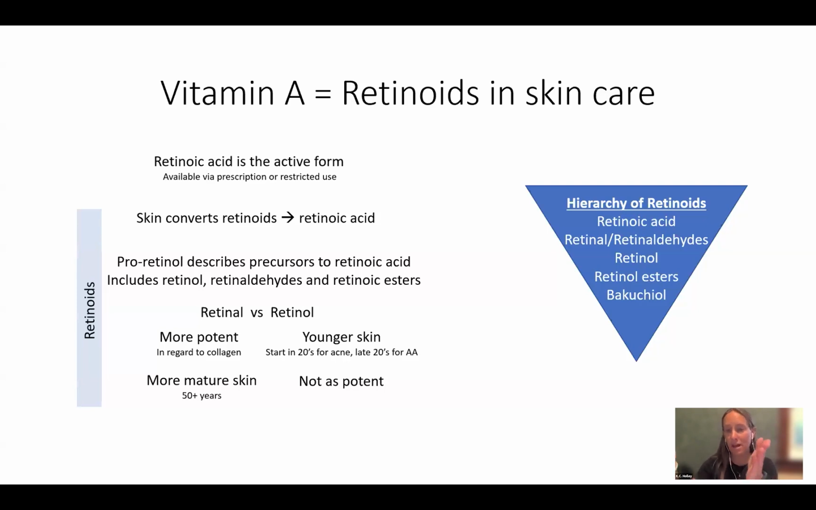If we look at this triangle on the right, it's inverted. Retinoic acid, again, is the most potent. It's what's available in the skin. Retinal or retinaldehyde is one step away from that conversion, so it has to be converted into retinoic acid, and then it can be utilized by the skin. Whereas retinol with the OL has to be converted into retinal, and then retinal can be converted into retinoic acid. And then retinol esters, you can see there, it's retinol with an ester at the end. That's converted to retinol, the retinol is converted to retinal, or the retinaldehydes, which is converted to retinoic acid.